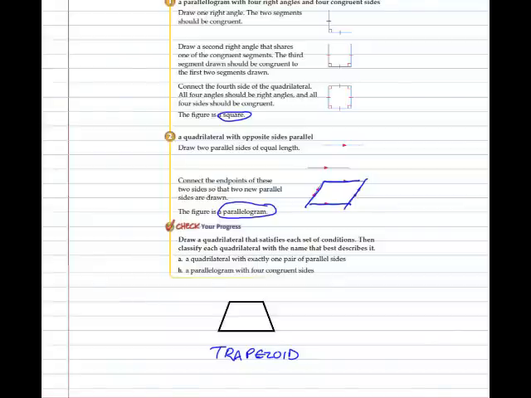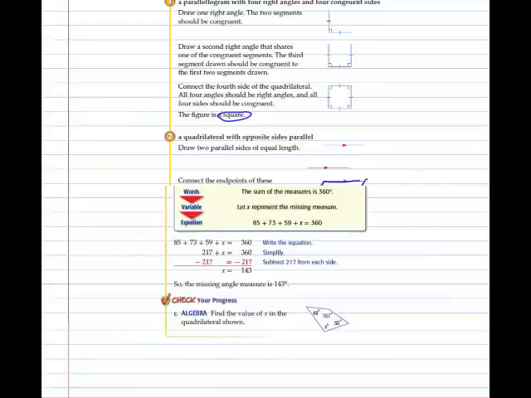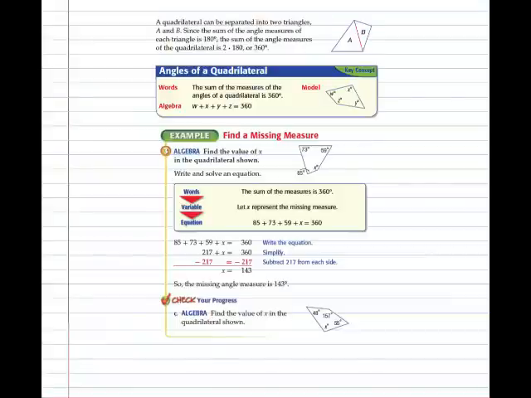Our second one says a parallelogram with four congruent sides. So we think that would look something like this. If I can do it successfully, that appears to be a rhombus, which is a parallelogram with four congruent sides, not necessarily four congruent angles or four right angles.